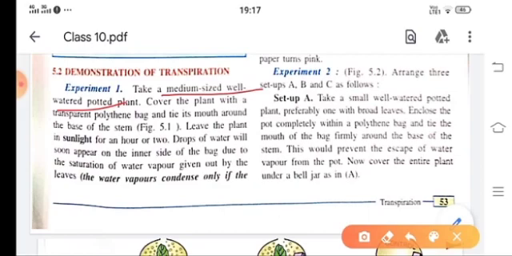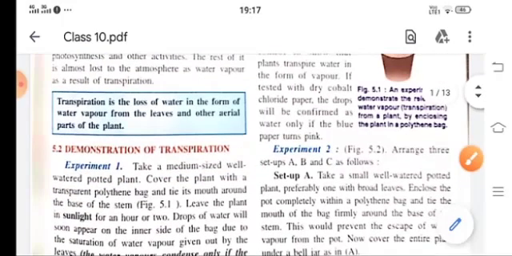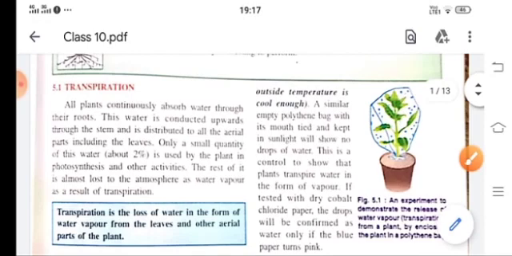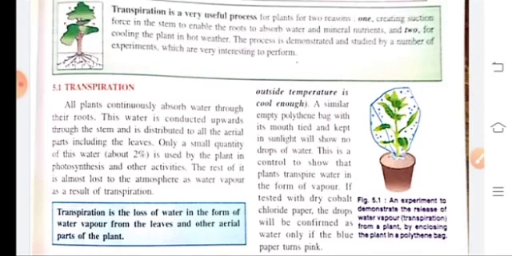After 2 or 3 hours, you will see that drops of water appear on the inner side of the bag due to the saturation of water vapors which are given out by the leaves. Now here is the experiment, see how you can do it. You can do this at home also, children.